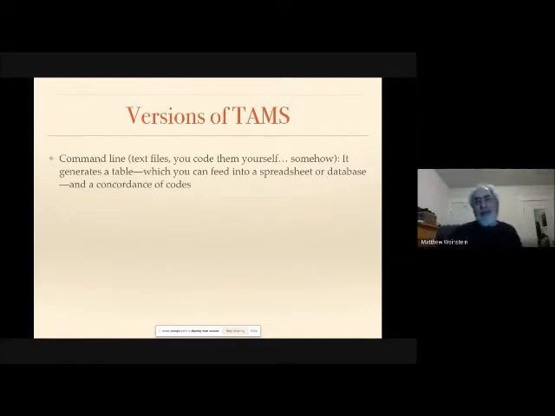And what the command line version does is it takes those codes that I showed you, that system, and it generates it into a spreadsheet. It's actually a tab separated file, which can be read by a spreadsheet or any database software, as well as a concordance of where the codes are. And you can certainly still download that command line version of the software and probably run it under Windows if you like. But it's really leaving you to figure out how to get those codes into the document and how to analyze it afterwards.